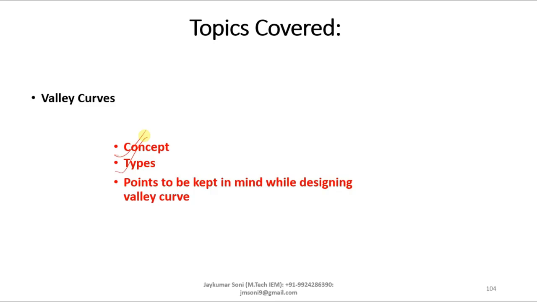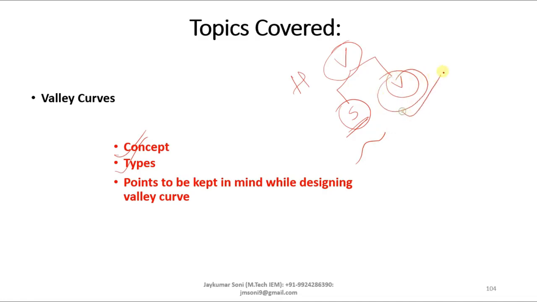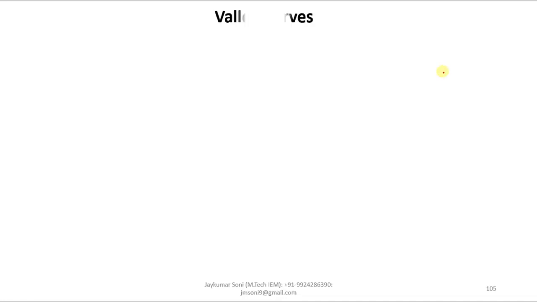We have already discussed that there are two types of curve, horizontal curve and vertical curve. Vertical curve can be divided into two types. First is summit curves and second is valley curves. We have learnt about the summit curves. Now we will be discussing about the valley curves in this session. So let us discuss about the valley curves.